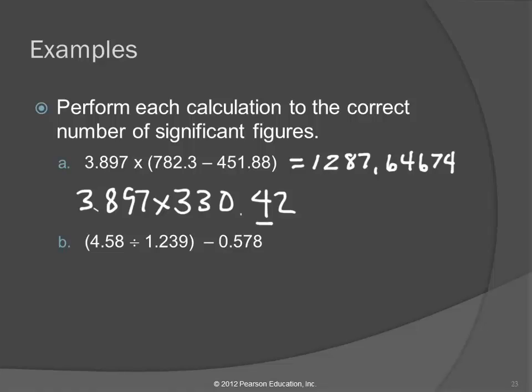That means in our answer we're going to keep 4 significant figures. So over here, the 1, the 2, the 8, and the 7, that's the 4th digit. So I'm going to round to the ones place. The next digit is 6, that's 5 or greater, so I'm going to round up, and my final answer is 1,288. Does that make any sense?